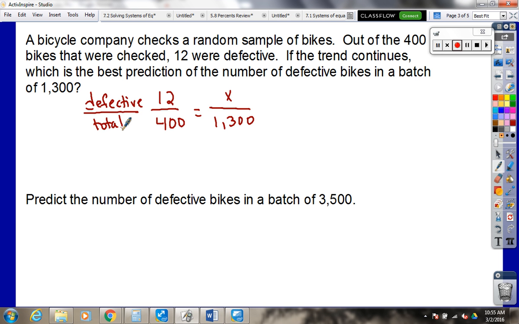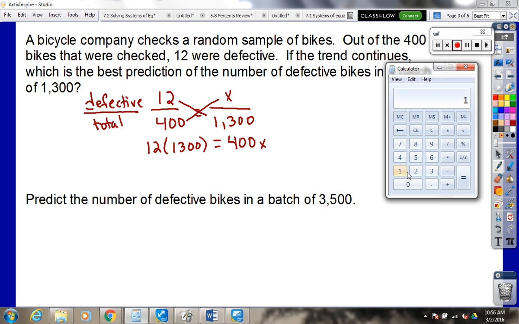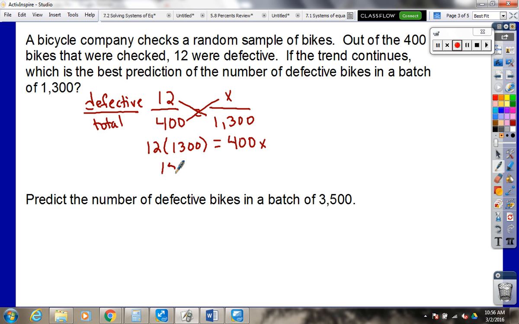Lacey, can you tell me how I would solve this proportion? 12 times 1,300. Okay, 12 times 1,300. Okay, let me write it out first as an equation. I'm going to be dividing by 400, but let me write it out as 400x. So I'm going to be multiplying these two numbers and then dividing by 400. So 12 times 1,300 equals 15,600.